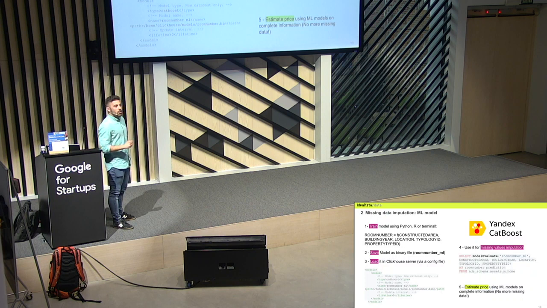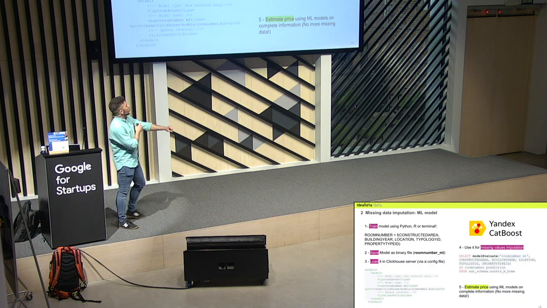And then we can load this trained model into ClickHouse in order to predict our missing values, just by making a modification in the configuration file. We indicate the model type, in this case CatBoost, the name of the model, whatever we want, and the path where we saved the binary file in step 2. And after that, we can call this trained model in order to predict, as you can see here in step 4, the missing values.